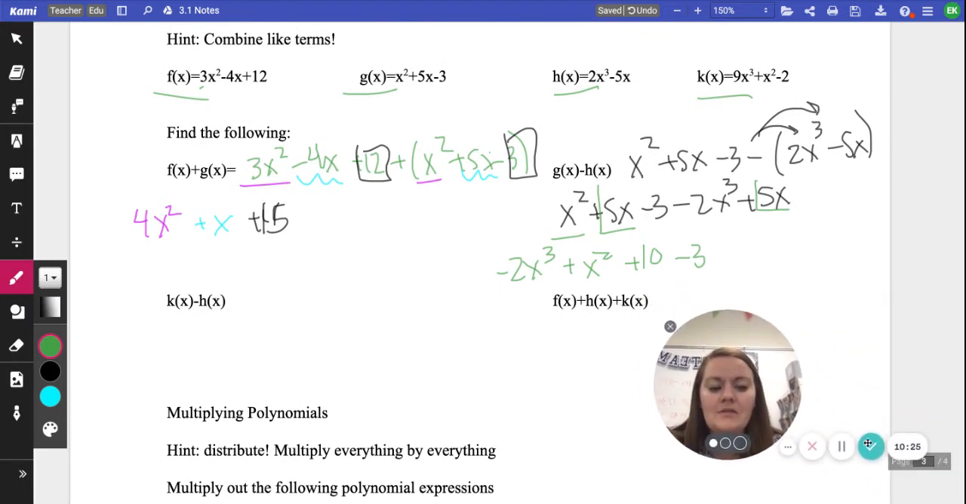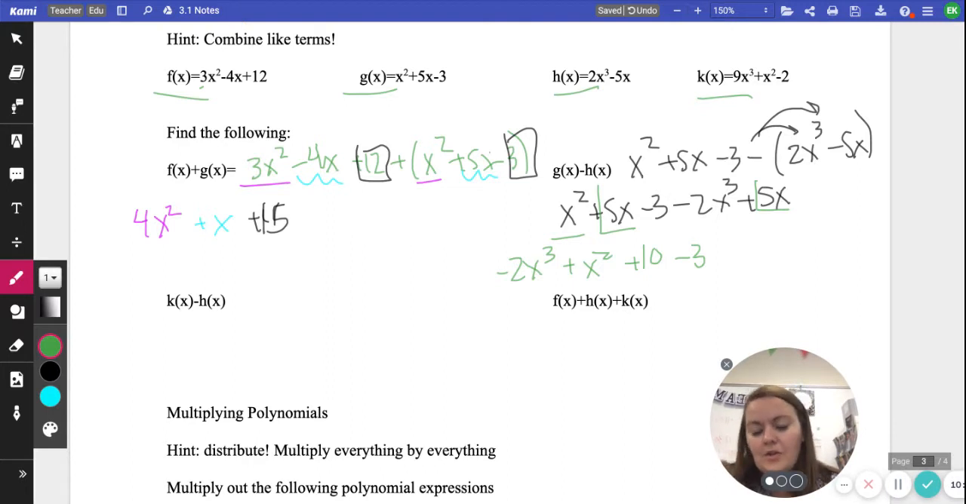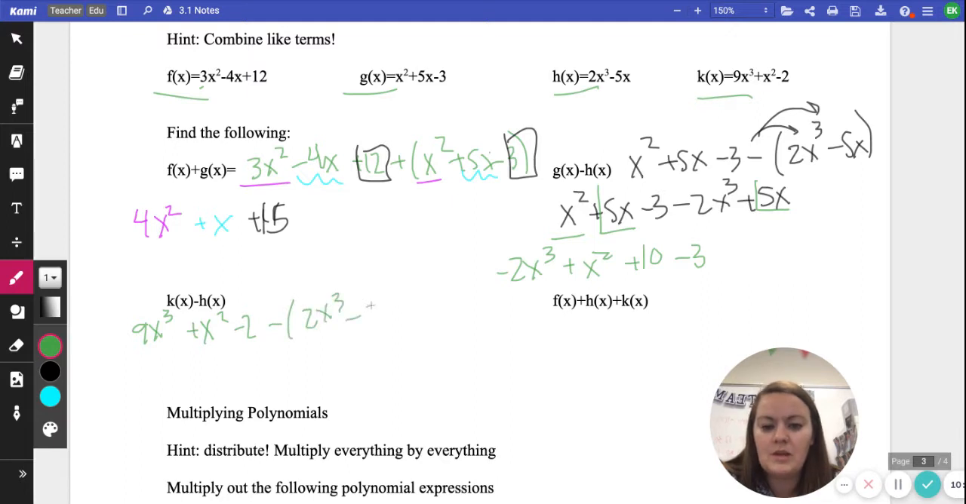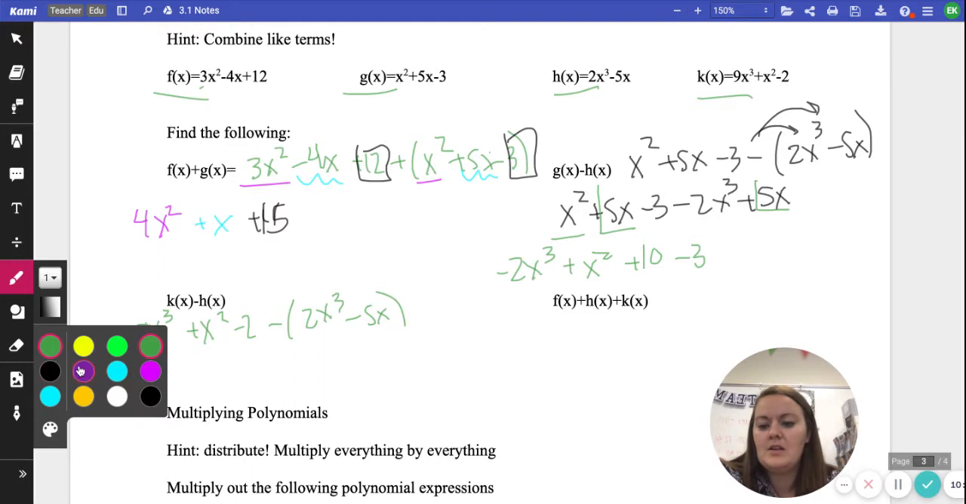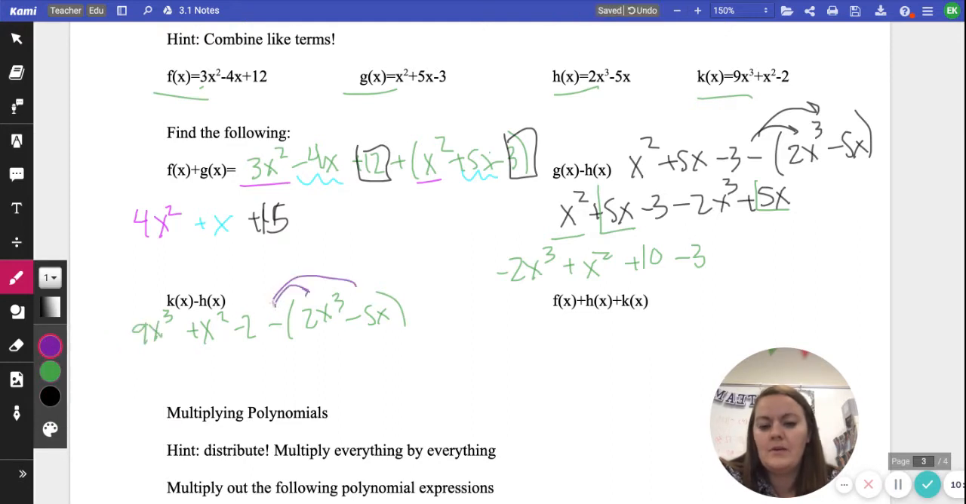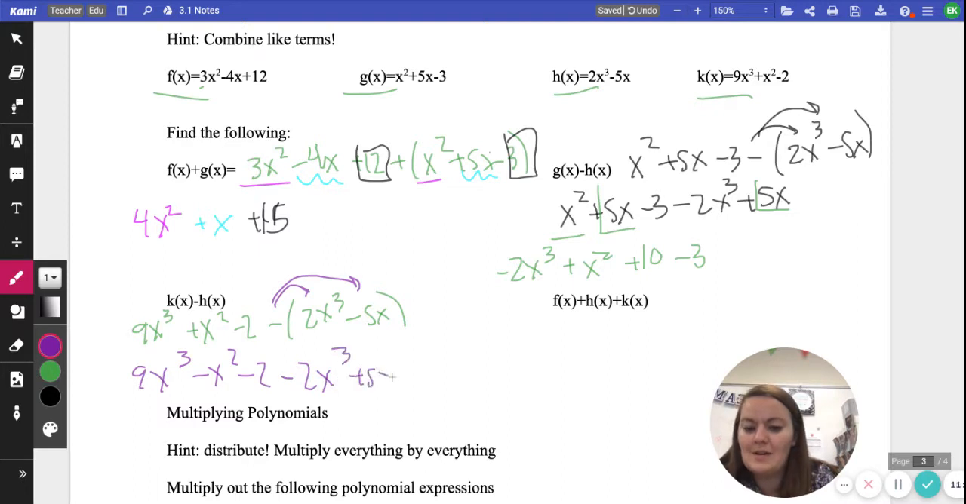For simplicity of this video, I can just go through and do it really quick. Not that hard. K of x is this one right here: 9x cubed plus x squared minus 2 minus h of x, which is 2x cubed minus 5x. So let's go ahead and distribute that negative to both of them. It's like I'm multiplying this by a negative 1. So I have 9x cubed minus x squared minus 2 minus 2x cubed plus 5x.